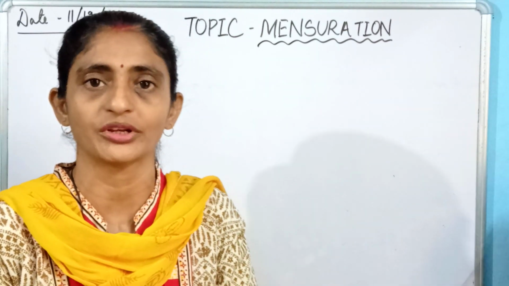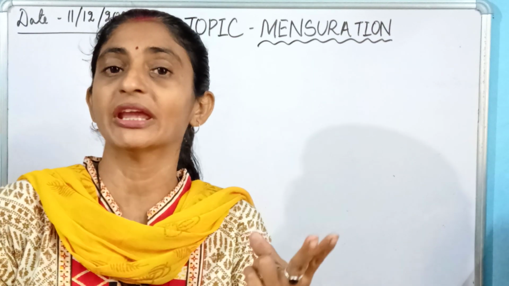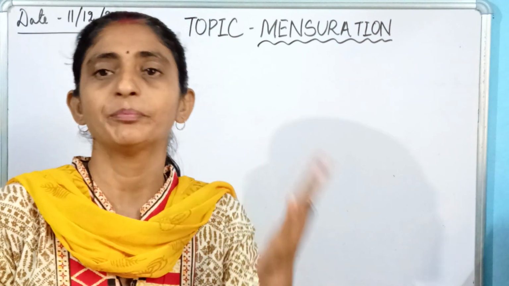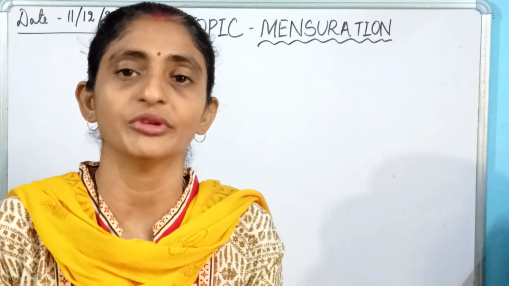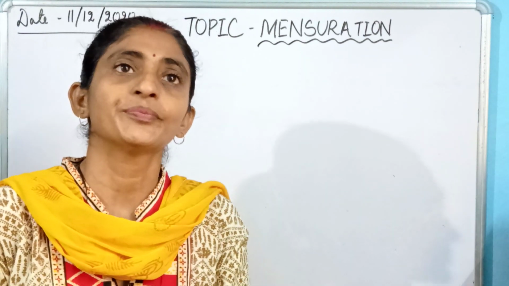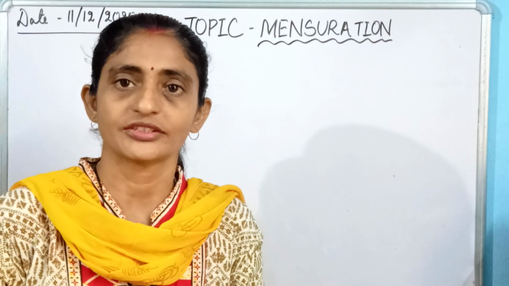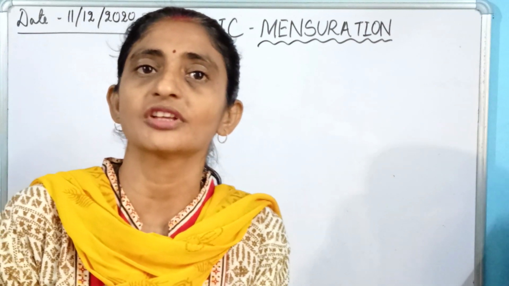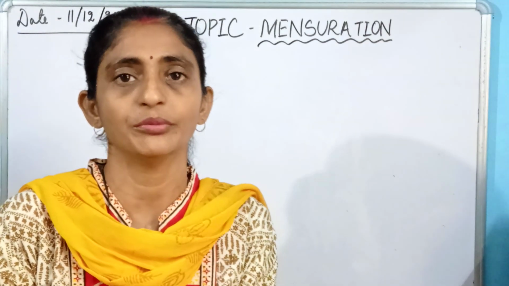mensuration means measurement. What will we measure in this case? The main thing for the closed shapes, we will discuss the area and perimeter. So what do you mean by perimeter? Perimeter means the sum of all sides. Whether you have line segments or a curved line, you will find the sum of all the sides. This is the perimeter.